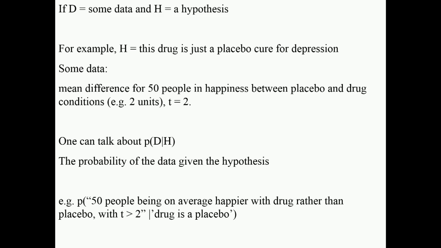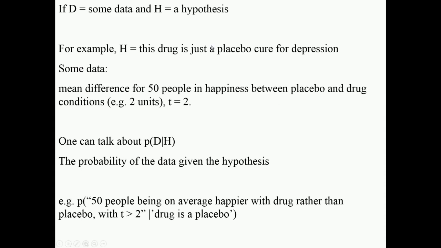So let's say we have some data, D, and we have a hypothesis. The hypothesis could be this drug is just a placebo cure for depression. So that's a standard sort of null hypothesis. The chemists come up with a drug. We want to test it. We set up a null hypothesis that it's just placebo. So we collect some data. We get 50 people, and on some days they take the drug, and some days they take placebo, say, and they rate how happy they are. And then we do a t-test between the placebo days and the drug days. And we get a t-value of 2. And that's our data. We get a 2 units difference in happiness and a t-value of 2. So there's our data.